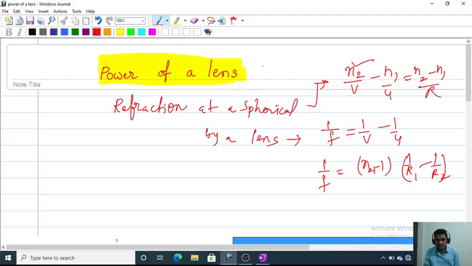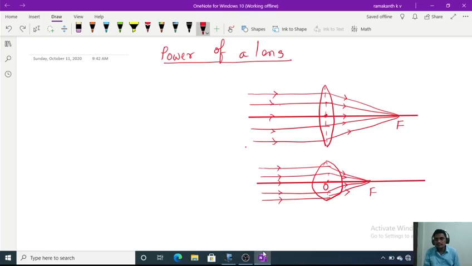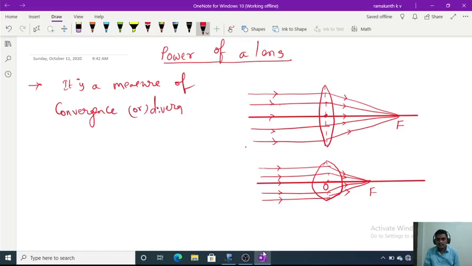So in this class we are going to discuss the power of a lens. Okay, so what is the power of a lens? The power of a lens is a measure of convergence or divergence of a lens. Okay, look at this picture.